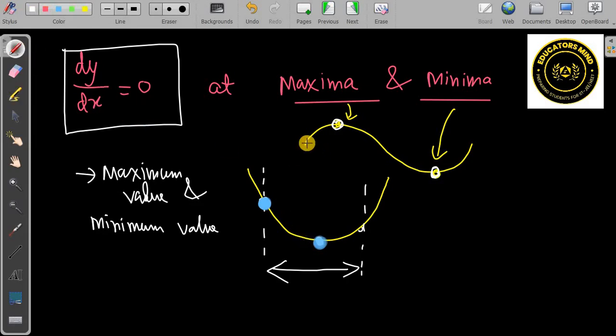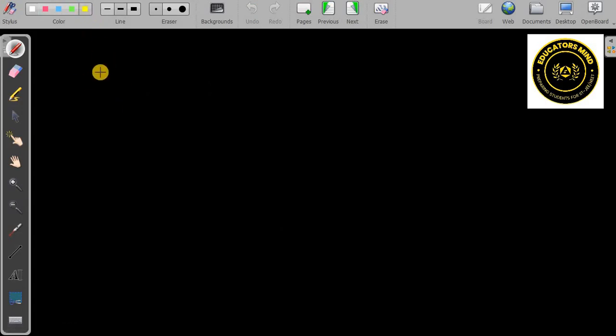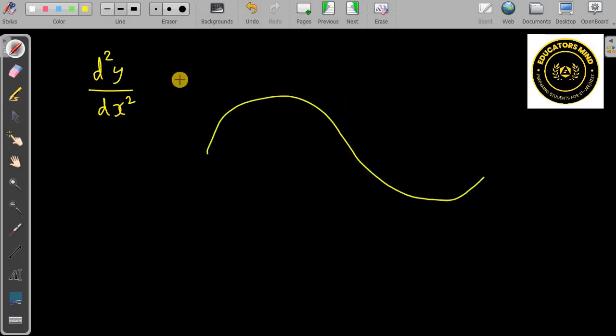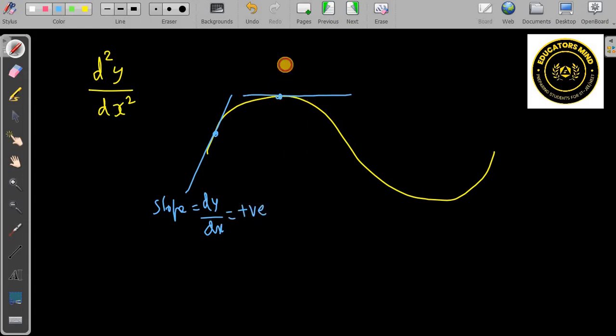Then what is next? Next we have to understand what is double differentiation, because double differentiation has a lot of application in the shape of the graph, which we will also see. Double differentiation, d square y by dx square. What is it? Suppose you take the graph like this, and you take the slope, dy by dx. Here dy by dx is positive, here dy by dx is 0, and here dy by dx is negative.